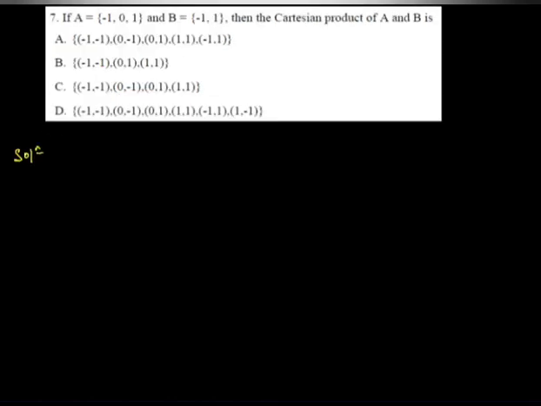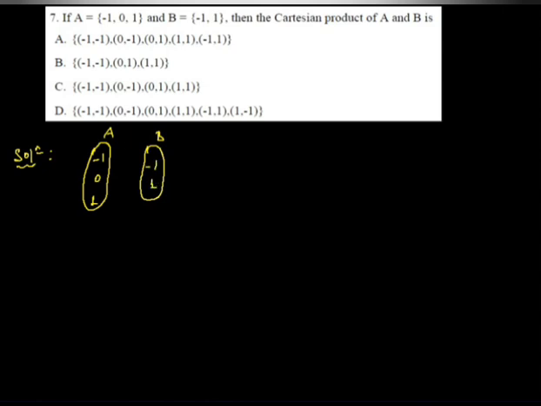Number 7: we have two sets A and B. Set A contains -1, 0, 1 and set B contains minus 1 and 1 only.